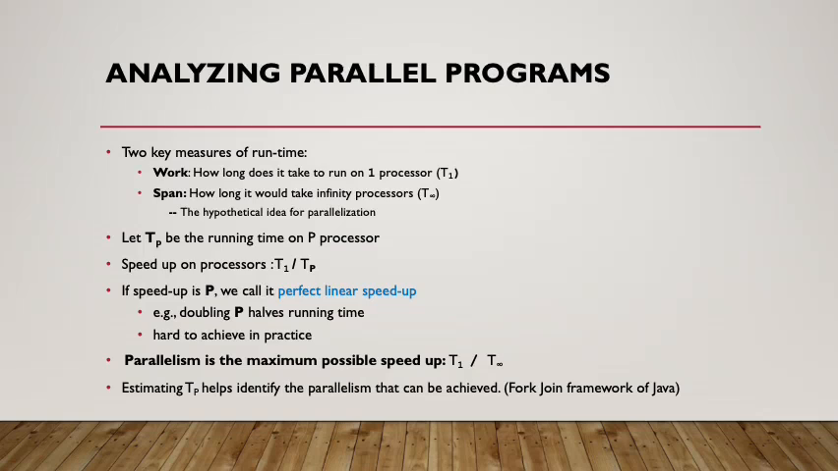Now that we know what work and span for any algorithm are, we can bound the parallel speedup we can get for any algorithm. So let's say you have P processors. The maximum possible speedup would be T1 over Tp, where Tp would be the running time on P processors. Estimating this value Tp helps us to identify the level of parallelism that can be achieved. The fork-join framework achieves an asymptotic bound on Tp in the order of T infinity plus T1 by P. This is big O notation.